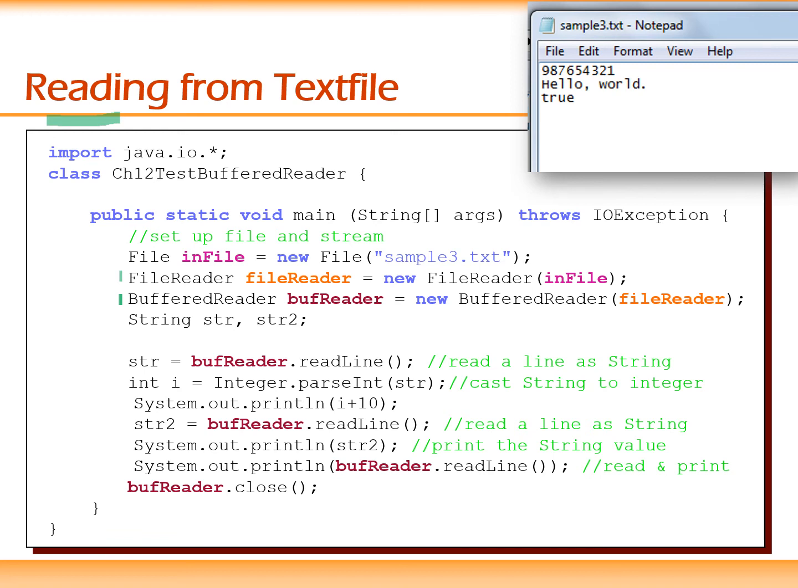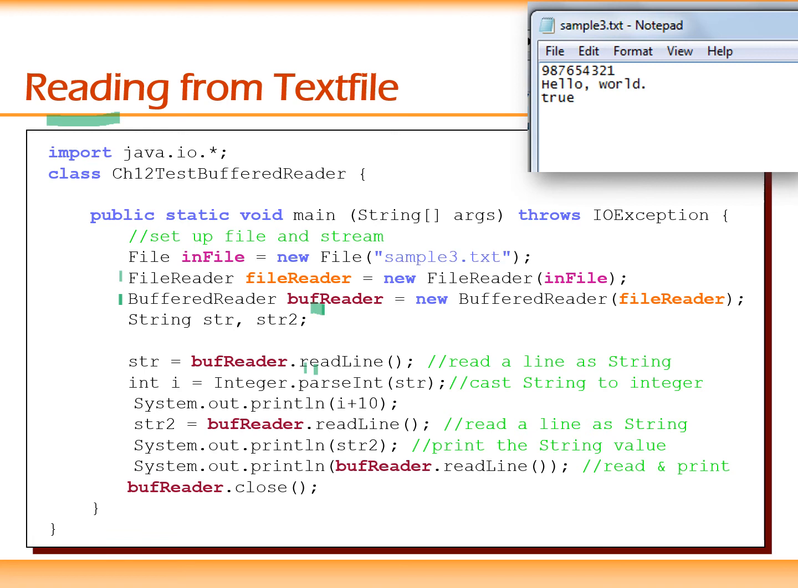There are two strings here, string 2. The buffered reader is this one here. It's reading a line from the text file sample3.text, reading a line as a string. It reads the first line and assigns it to str. And then in here it does Integer dot parseInt, so it is changing the string into an integer. Then it prints it out, reads the second line, prints it out, and then does buffered reader dot readLine.